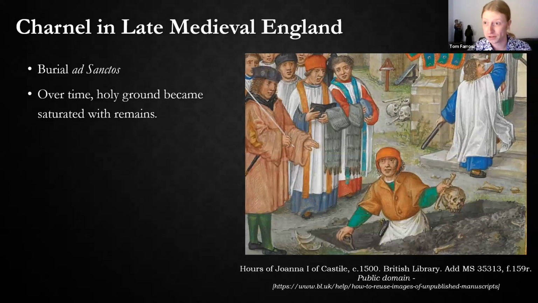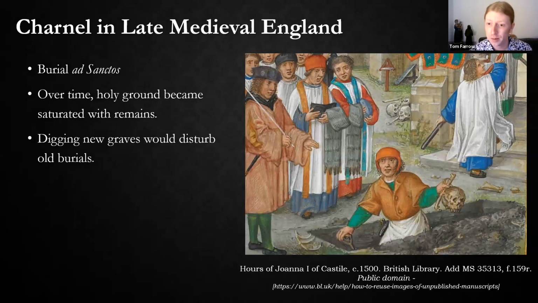And he looks a bit confused in this drawing, but he needn't look confused because this was quite a regular occurrence. This was fairly common. And if you look at depictions of burial in late medieval books of hours, you will often see scenes like this, where there is a scattering of charnel represented around the grave cut.